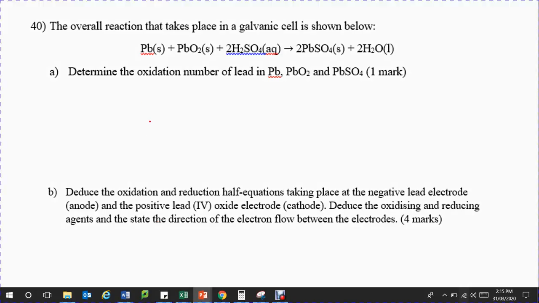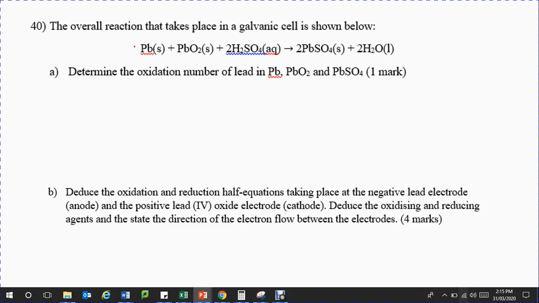Okay, question 40. We're looking at an overall reaction that takes place in a galvanic cell as shown via this equation. Part A, we need to determine the oxidation number of lead in lead oxide and lead sulfate. So let's have a look. First I'll just write the oxidation numbers above each reactant and product.